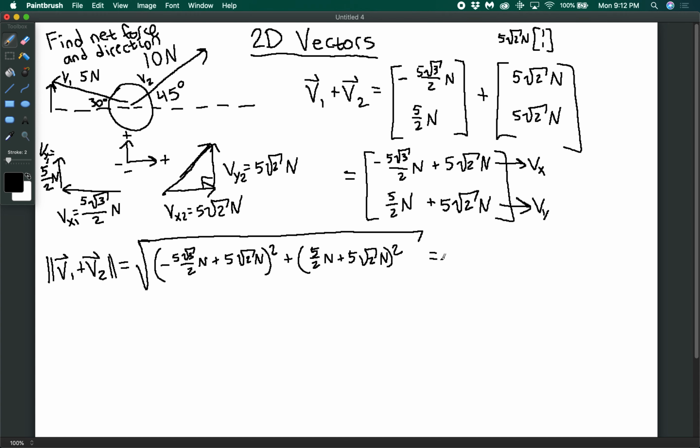And I'll put this in a calculator. And when I do, I get that the magnitude of my resultant vector is about 9.9558 newtons. Okay, so this is good. This is a good start. This is the magnitude of my resultant force.